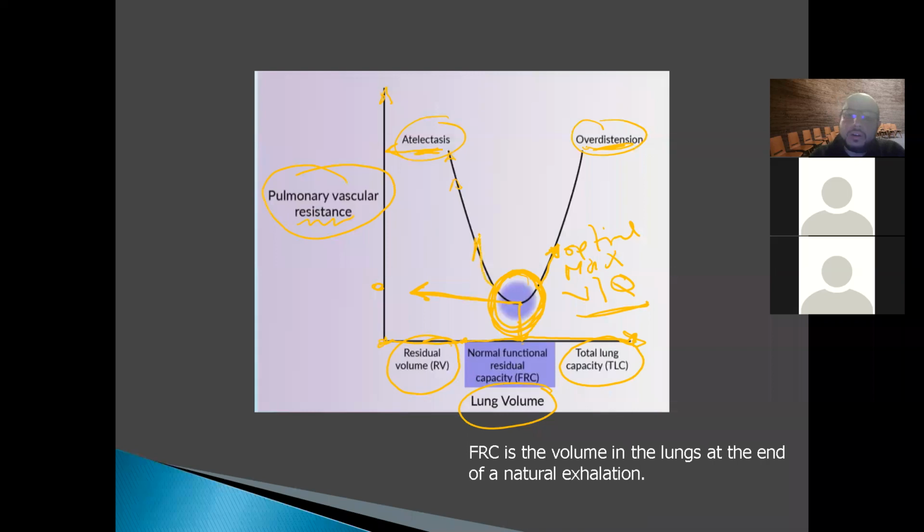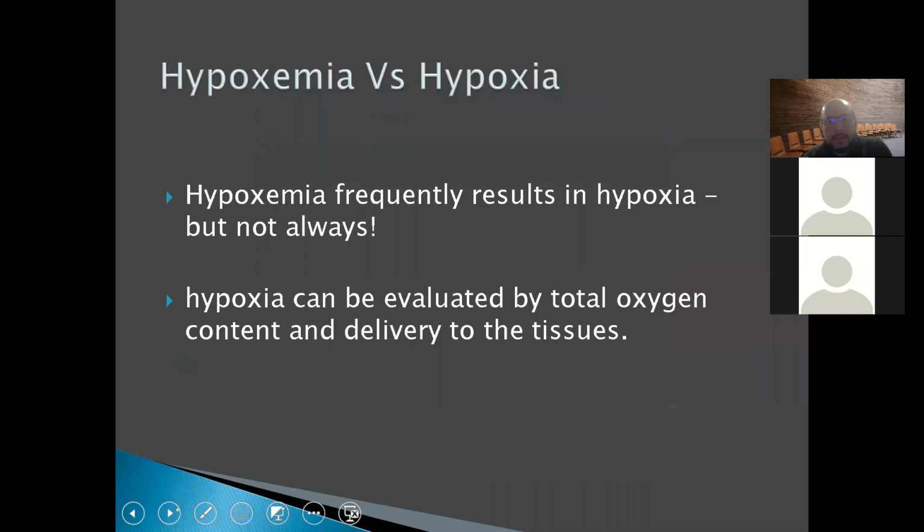The more your alveoli collapse, the higher your pulmonary resistance. That means when you are dealing with a baby on the vent or an IV, it's not good to overexpand and it's not good to underexpand. Always keep it in the midway, at the functional residual capacity.